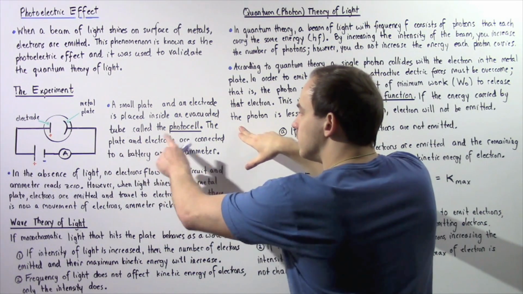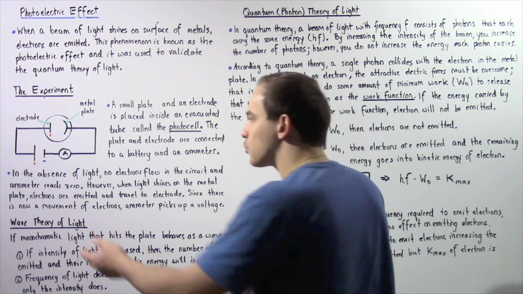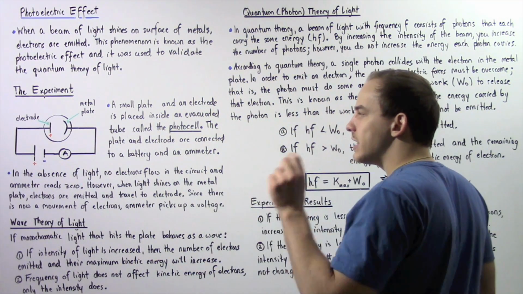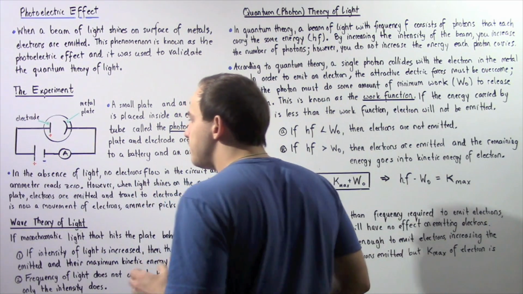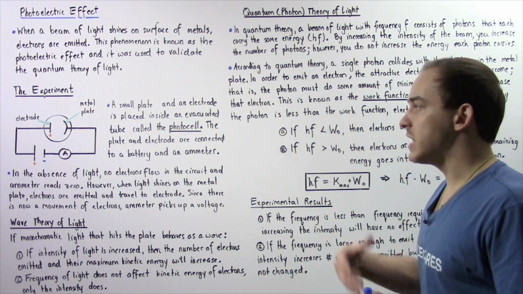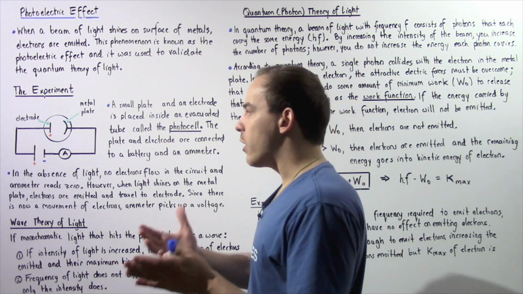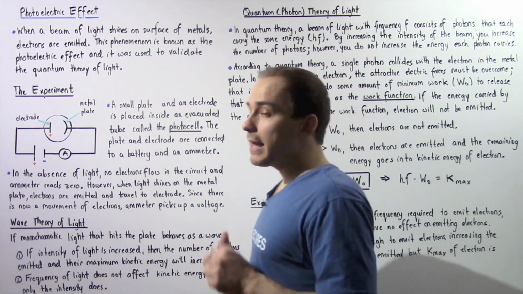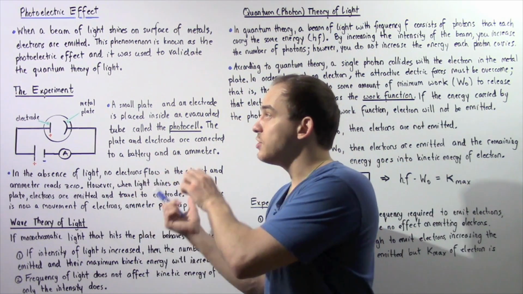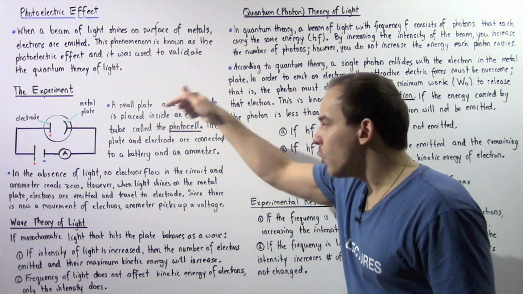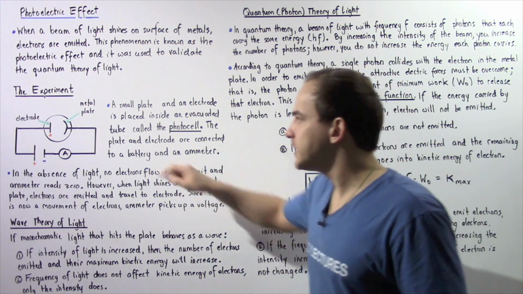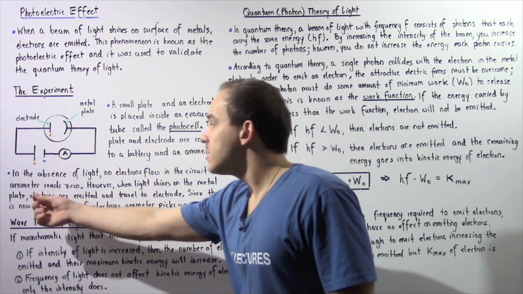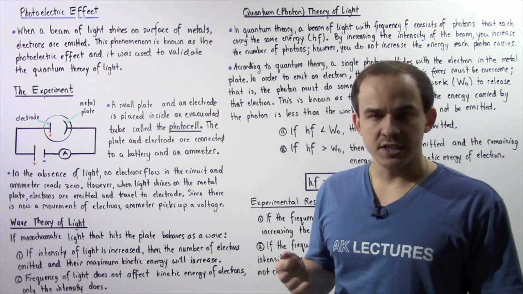Now, the plate and the electrode are connected to a battery as shown and to an ammeter. And if there's a voltage inside that circuit, then this ammeter is able to pick up that voltage. So the ammeter is a device that reads whether or not there's a voltage inside that circuit. Now, in the absence of light, if you take this setup and you place it into a dark room, no electrons flow inside that circuit because we essentially have an open circuit. And that basically means the ammeter reads a voltage of 0.